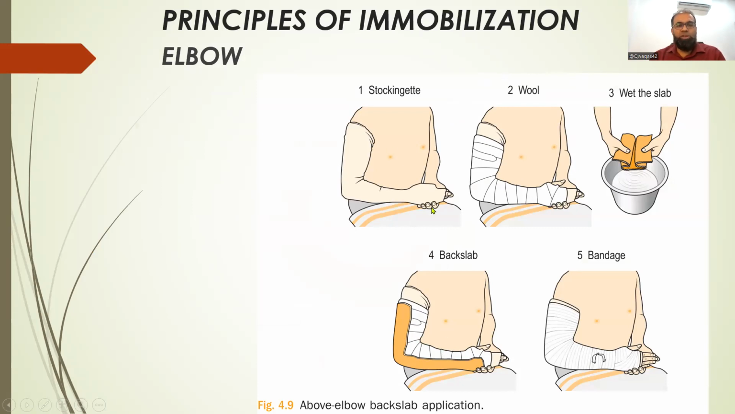Okay, this is stockinette. Then you apply wool, cotton, 50% overlap. You wet the slab and apply it. You see the edges are covered with the cotton so that the slab doesn't touch the skin. And there is a layer of stockinette. Then you will fold it after. Then you apply the crepe bandage.